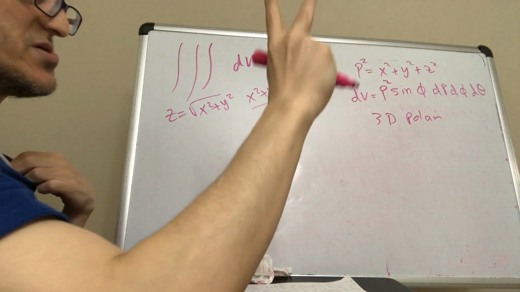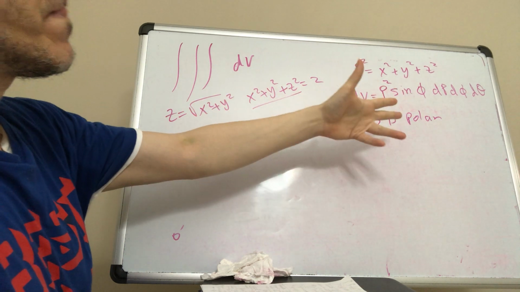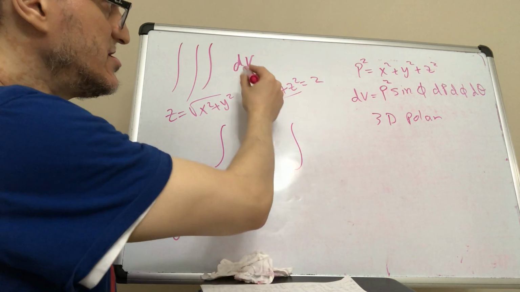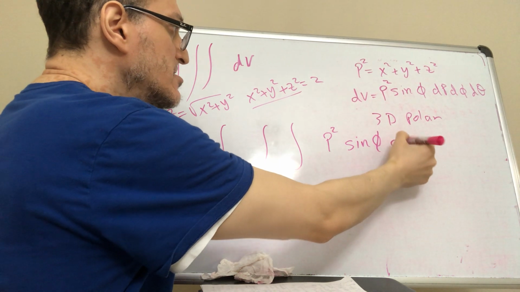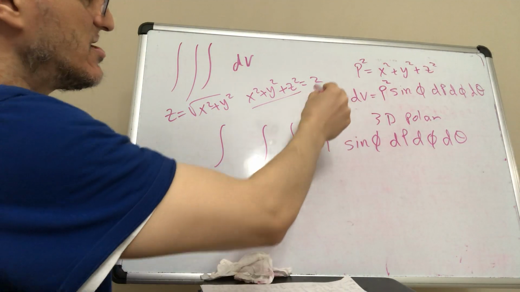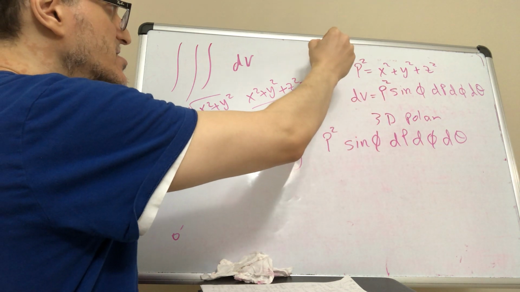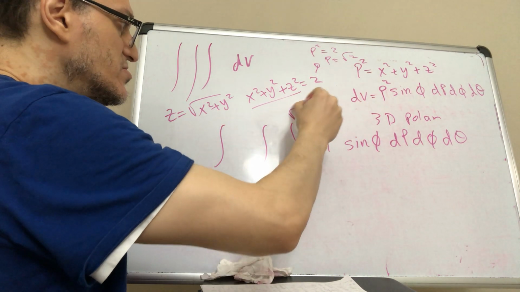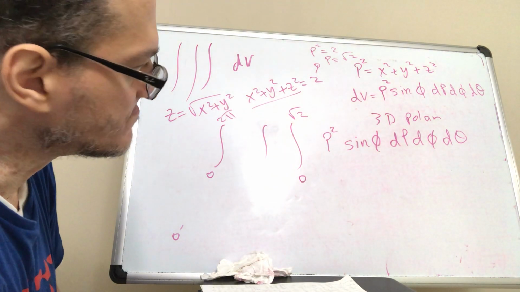Anytime you see x squared, y squared, and z squared, right away it means that you're integrating 3D polar. So you go, it's dv, which is this. The radius, I told you, in this case this number is p, so your p squared is 2, making p root 2. So we're going to go from 0 to root 2. Complete circle, it's angle theta in the problem.